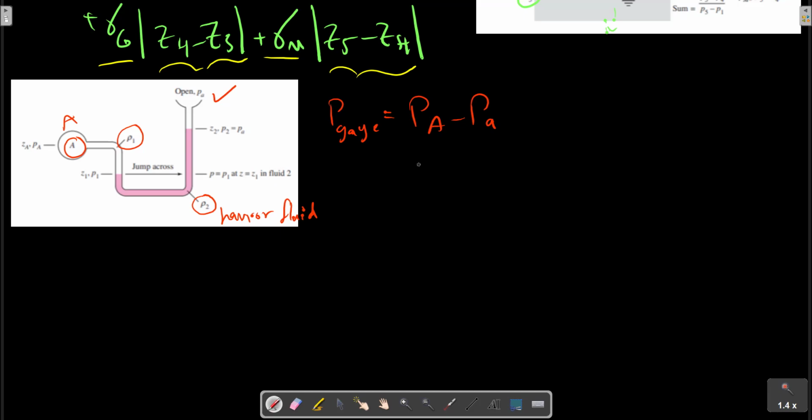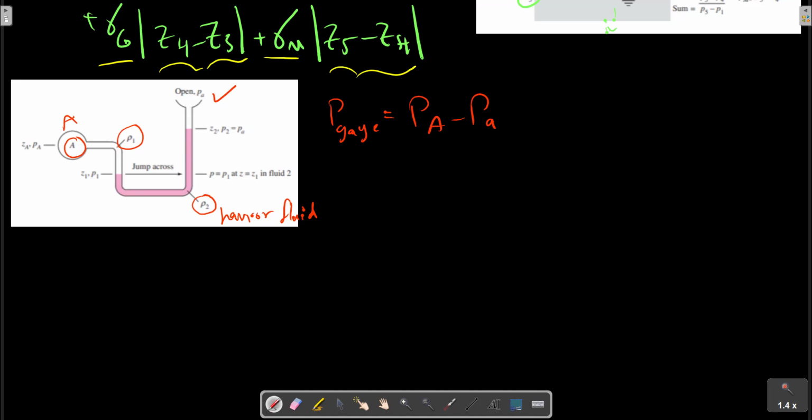Perhaps because fluid A is corrosive, or more likely because a heavier fluid ρ2 will keep Z2 small and the open tube can be shorter. We first apply the hydrostatic formula of the hydrostatic relation from A down to Z1. Note that we can then go down to the bottom of the U-tube and back up on the right side to Z1, and the pressure will be the same, P equals P1. Thus we can jump across and then up to level Z2.